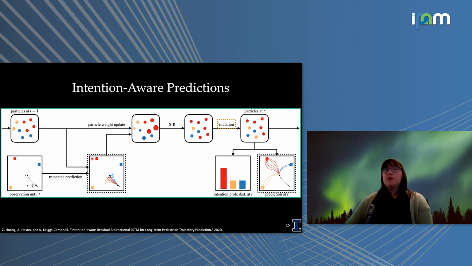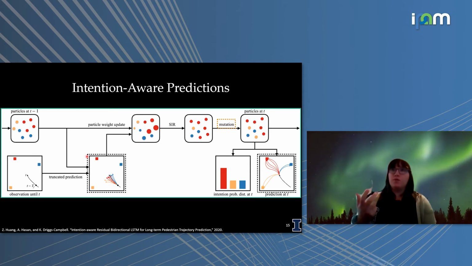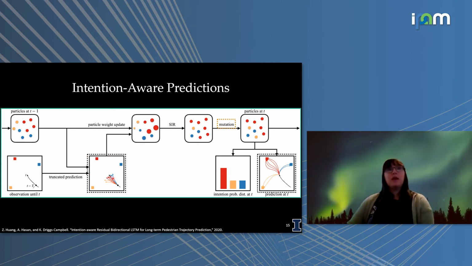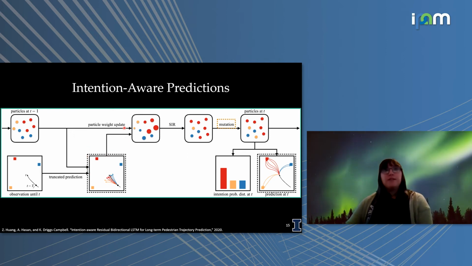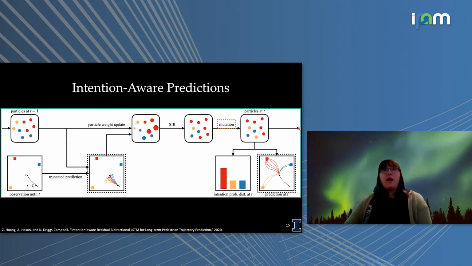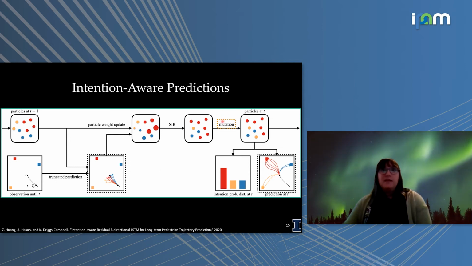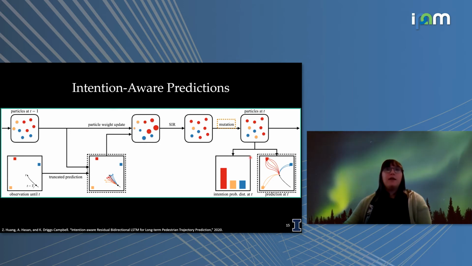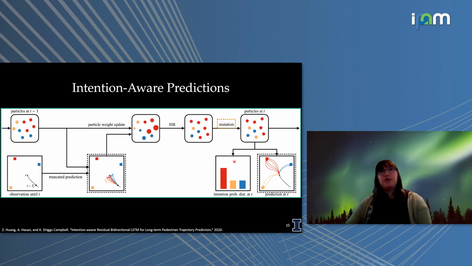So for now, we'll just assume that we have some model that can forward predict given the intent or goal of the agent. This is combined to come up with new particle weights, do the sampling, and we'll talk about this mutation bit in a bit. But basically, this is then used to update our inference on what the intent of the agent is.